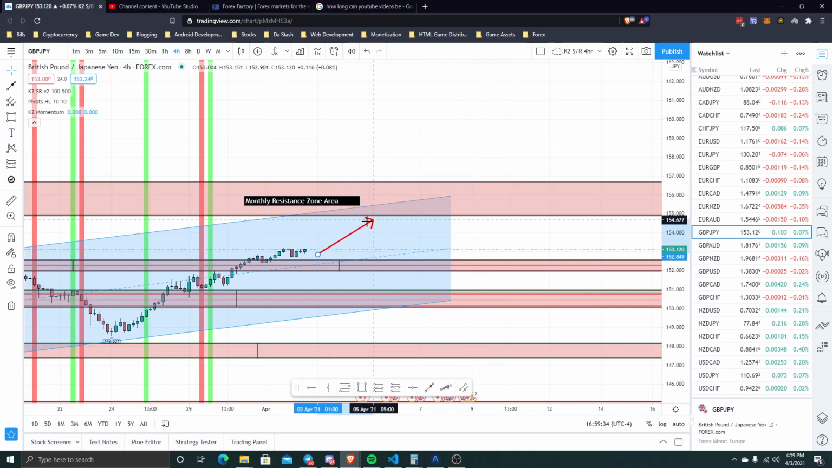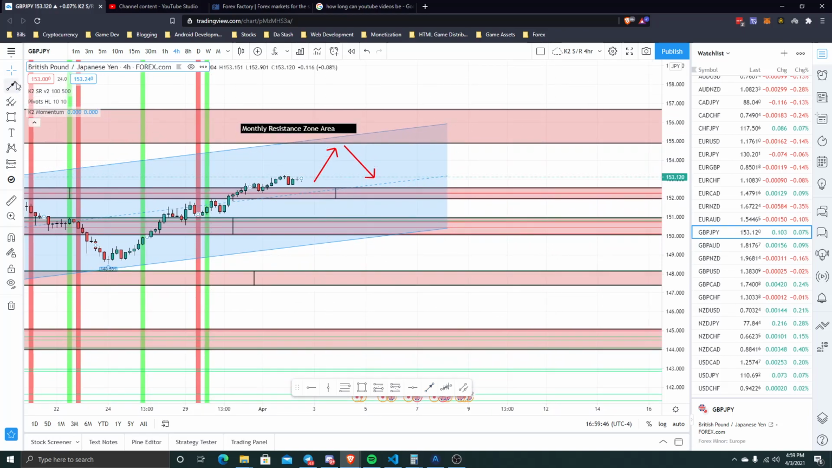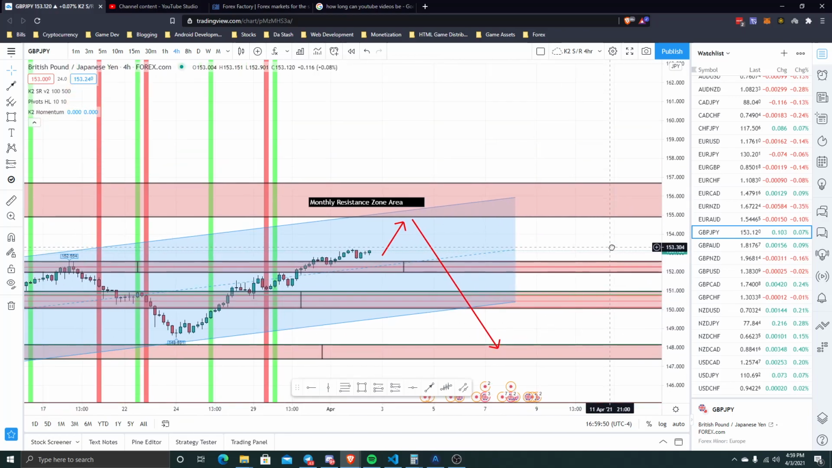So let's take our price. It's probably going to go up here, and most likely, 90%, maybe 80% of the time, it's going to bounce back down and just reverse on us. I don't know, because it's a very slim chance that price is going to break past this monthly resistance zone, but we just have to wait and see how the market plays out.